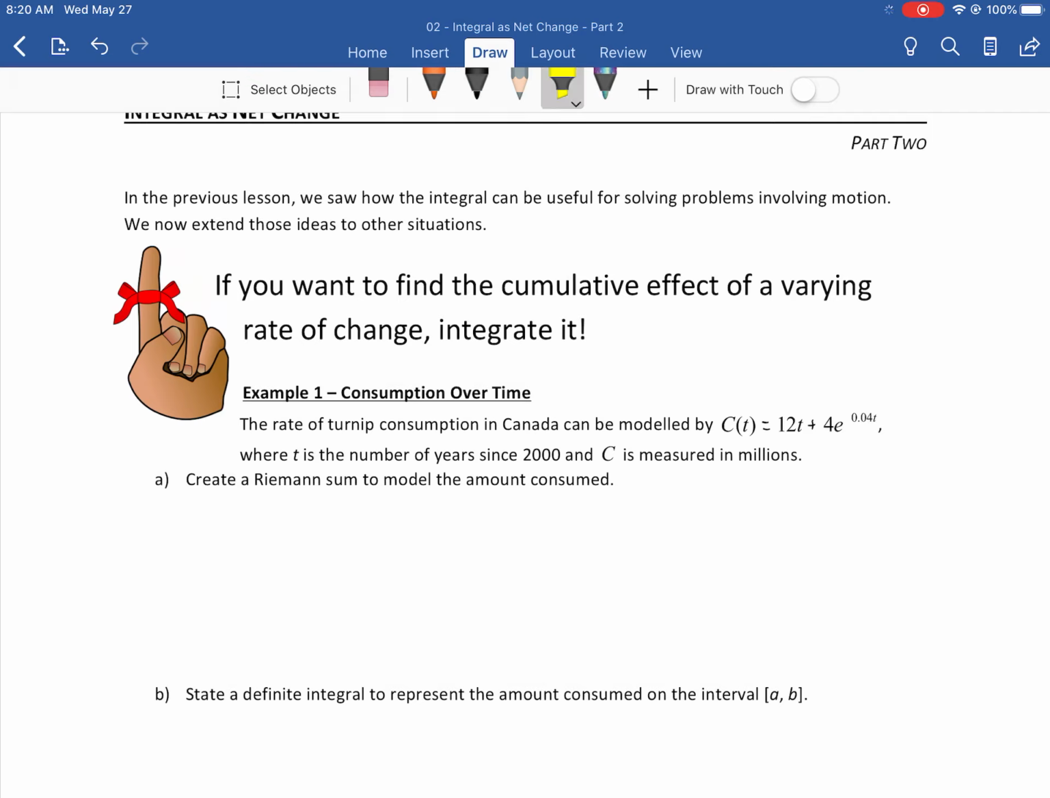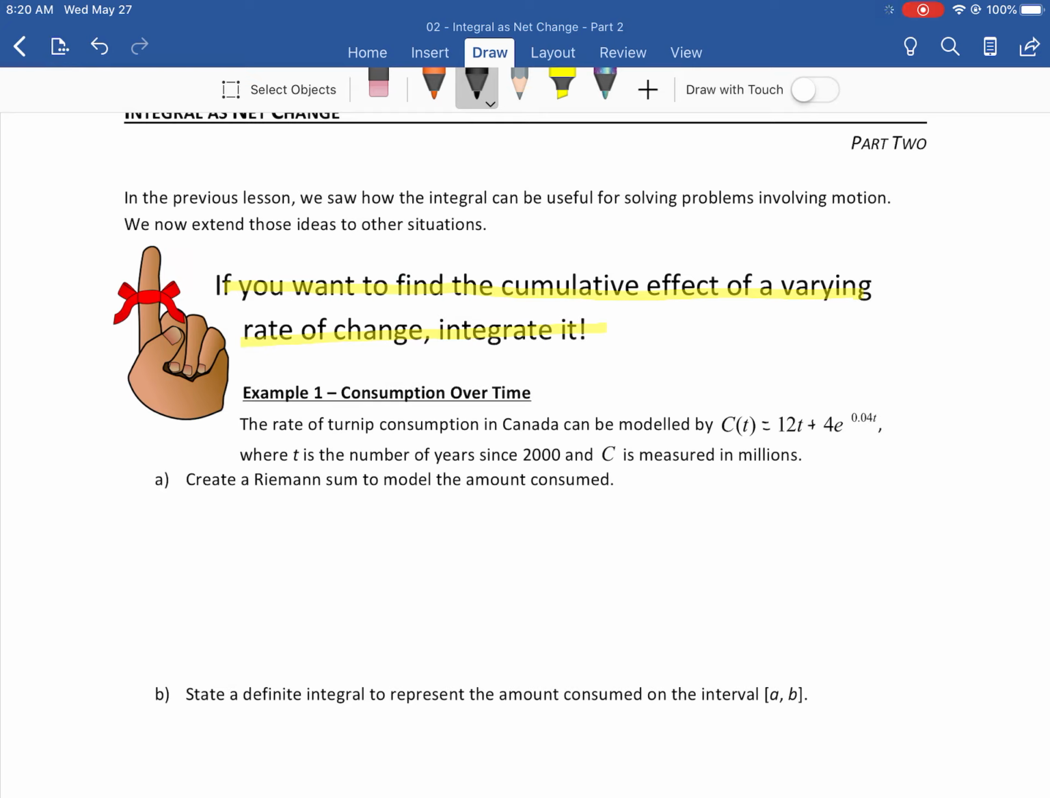And the big tip of the day is, if you want to find the cumulative effect of a varying rate of change, integrate it. Hopefully I will make that clear, what I mean by the end of this example. So here's another different situation.